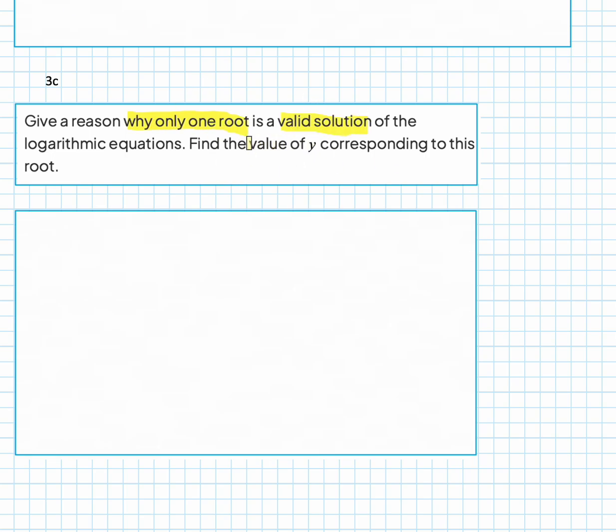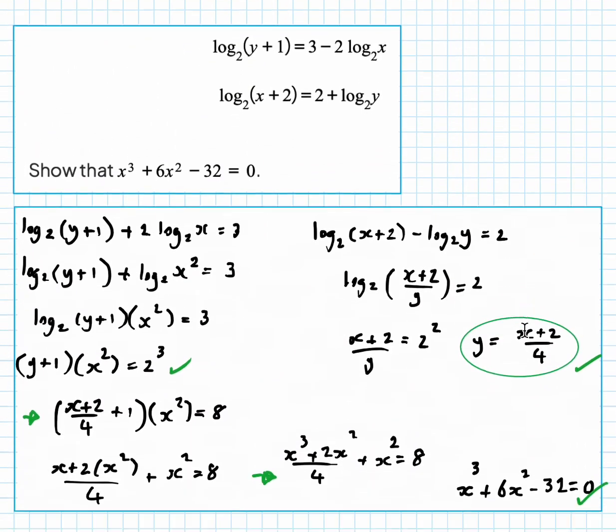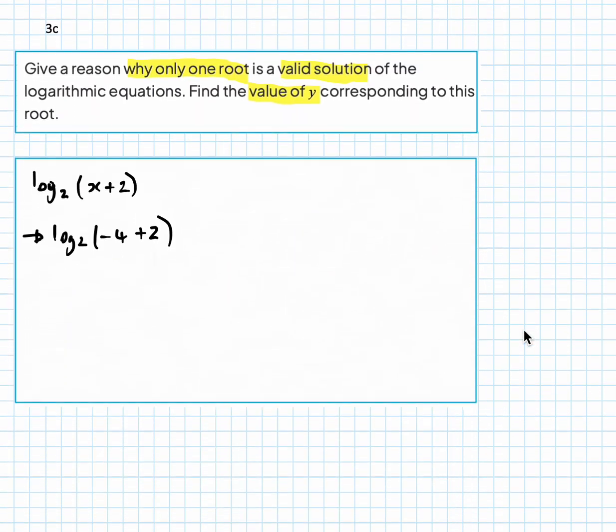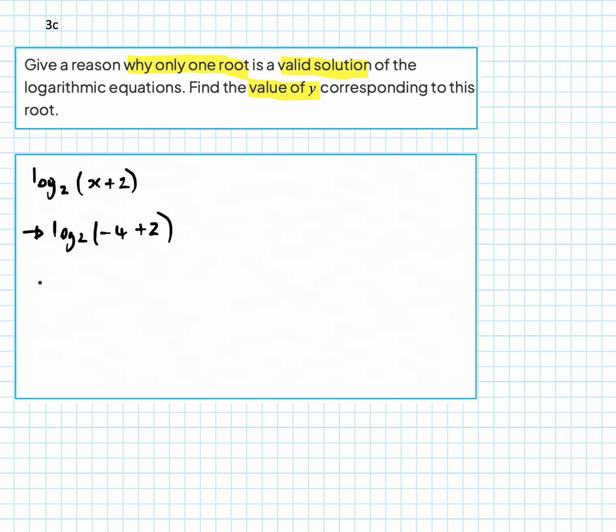So hopefully this is straightforward. You can plug it in. Of course, you need to prove it. So we'll just take any of our equations or partial equations that we had already. So log to the base 2, x plus 2. Plug in that, you'll get minus 4 plus 2, which is in fact log to the base 2 of minus 2. We can't have negative solutions. So x is equal to 2 is the only real root.